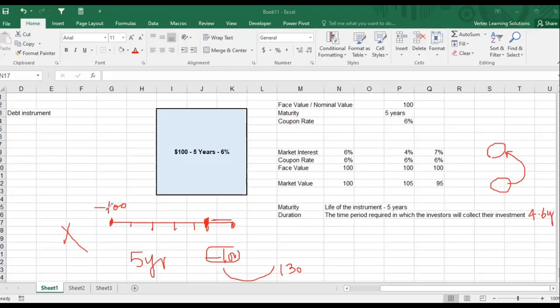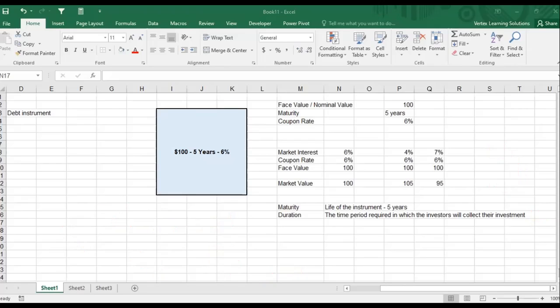Otherwise, if I invest 100 today and then I get back 100 in 5 years, it means I'm not making any profit. So generally, the duration of the bond is less than its maturity. Duration is that time period within which you recover your investment. So this is one terminology you should be clear about in your mind. So this is the difference. And by the way, we have Macaulay's formula to calculate the duration of the bond.